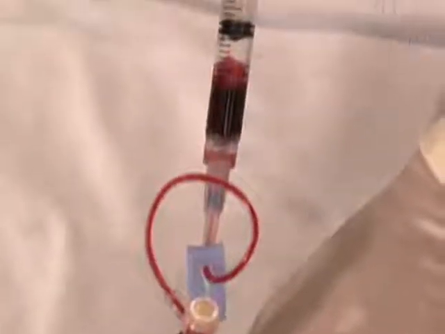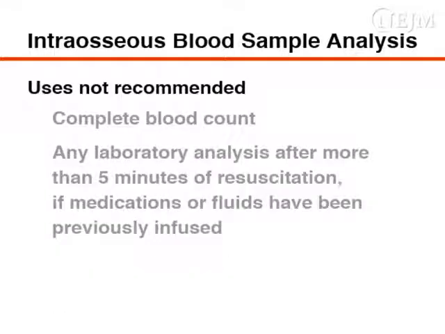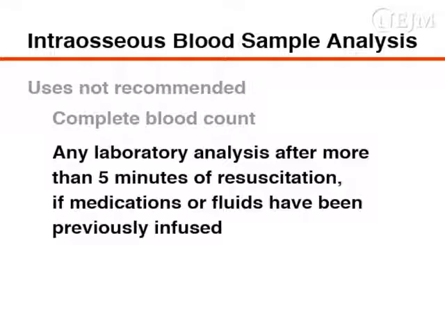The marrow specimen you obtain on aspiration can be used for bedside glucose testing and sent for culture, blood type, drug levels, electrolyte concentrations, and pH and PCO2. Samples should not be used for analysis of complete blood count. Samples should not be sent for laboratory analysis after more than 5 minutes of resuscitation if medications or fluids have been previously infused.